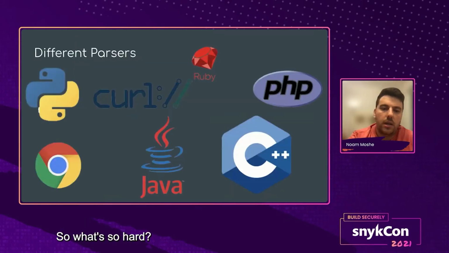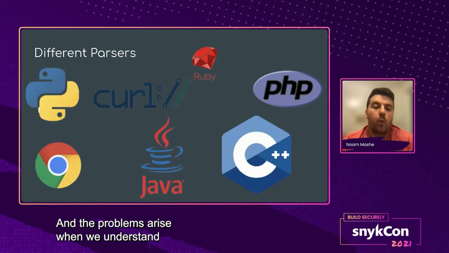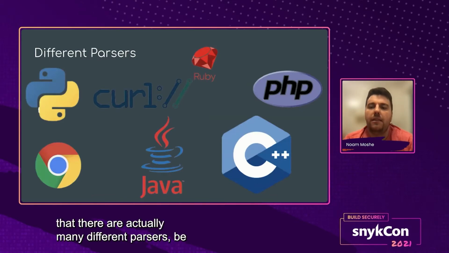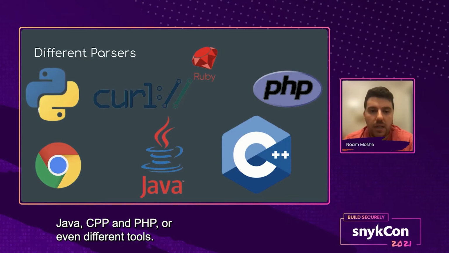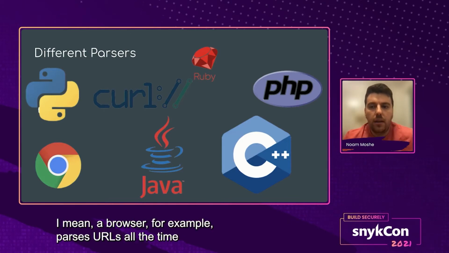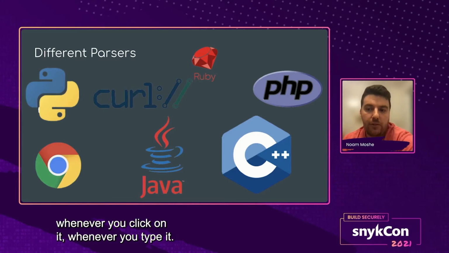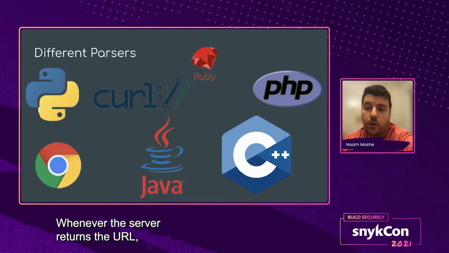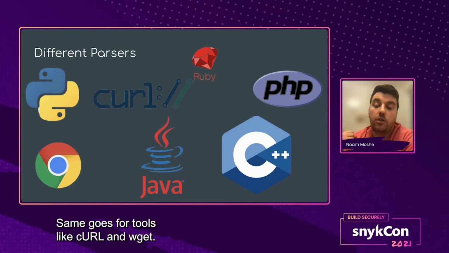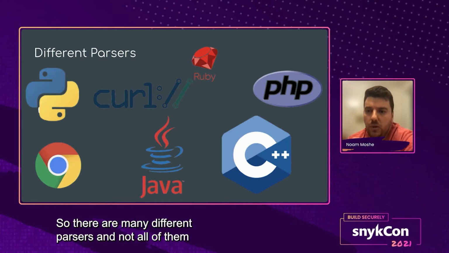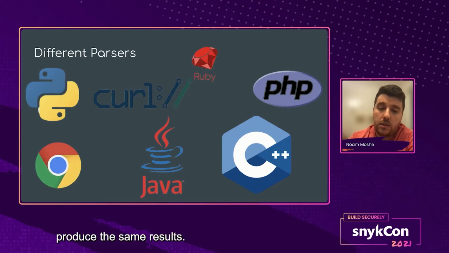So it all seems quite easy to understand. So what's so hard? The problem arises when we understand that there are actually many different parsers, be it different programming languages like Python, Ruby, Java, C++, and PHP, or even different tools. A browser, for example, parses URLs all the time: whenever you click on one, whenever you type it, whenever the server returns a URL, it is being parsed all the time. The same goes for tools like curl and wget.